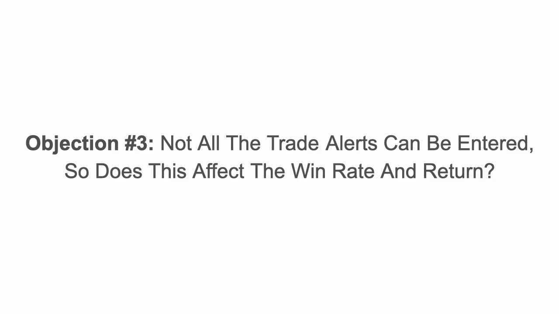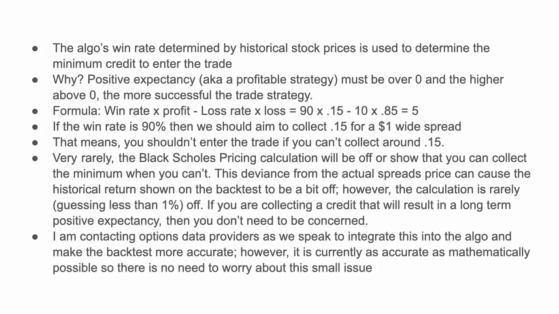So does this affect the win rate and return? Once again, amazing question. The algo's win rate is determined by historical stock prices and is used to determine the minimum credit to enter the trade. So let's talk about this. Why does this matter? Well, like we said, the win rate is based on historical stock data, which we know across the board is accurate here. We're not using calculations, we're not guessing. We know the historical stock data. We know that our win rate is accurate because of that stock data.